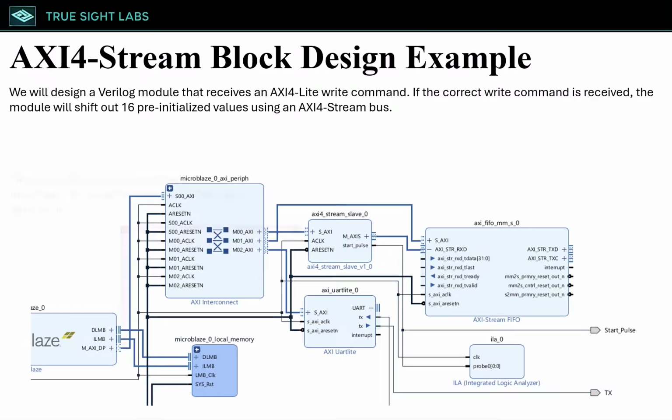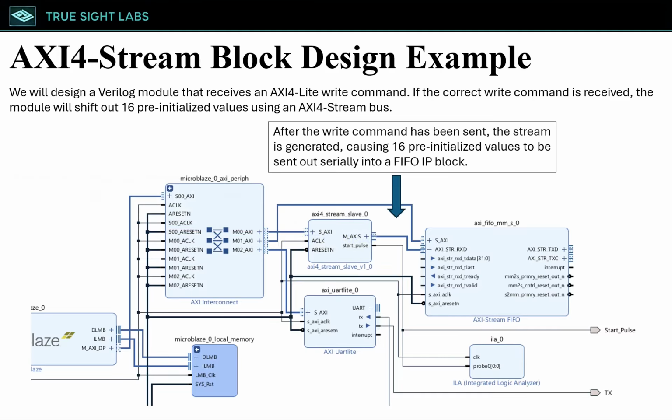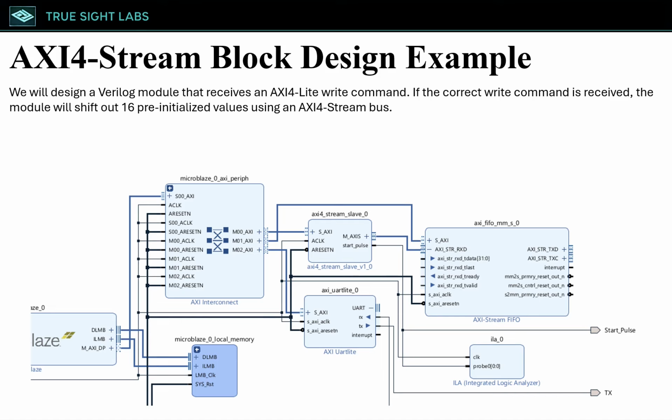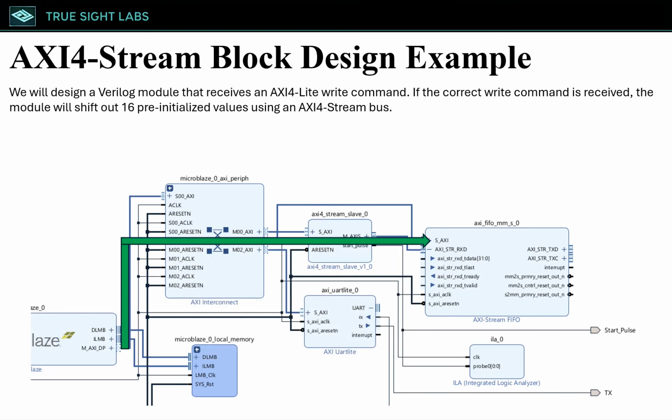First, an AXI4-Lite write command is sent to the stream IP using the correct address and data value. After the write command has been sent, the stream is generated, causing 16 pre-initialized values to be sent out serially into a FIFO IP block. The processor polls the FIFO through its S-AXI interface until the FIFO reports that a complete AXI4-Stream packet has been received.